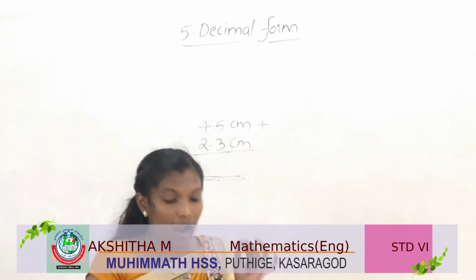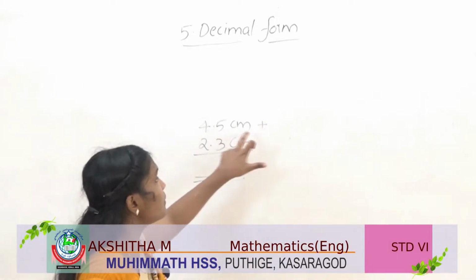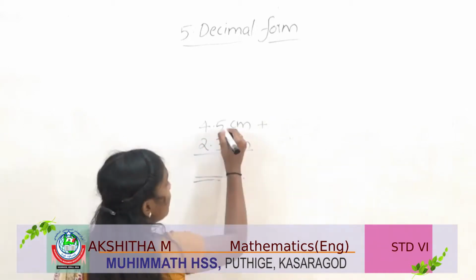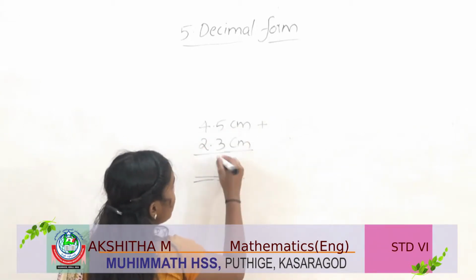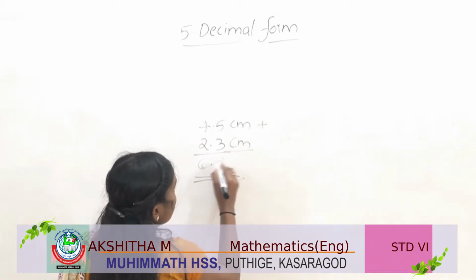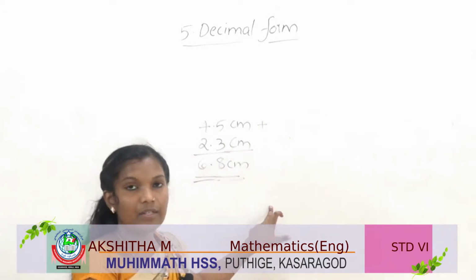Let us see how can we add the decimal numbers. You can see here 4.5 centimeter plus 2.3 centimeter. So this one we can write 5 plus 3, 8, 4 plus 2, 6. So 6.8 centimeter. Is it clear now?